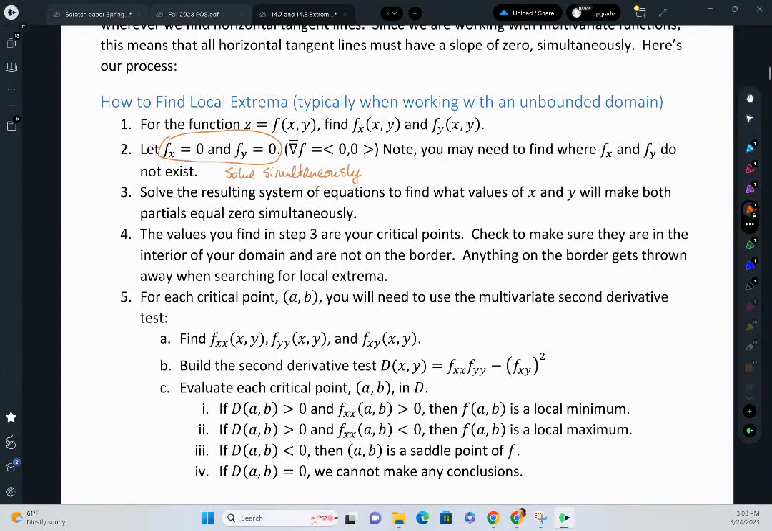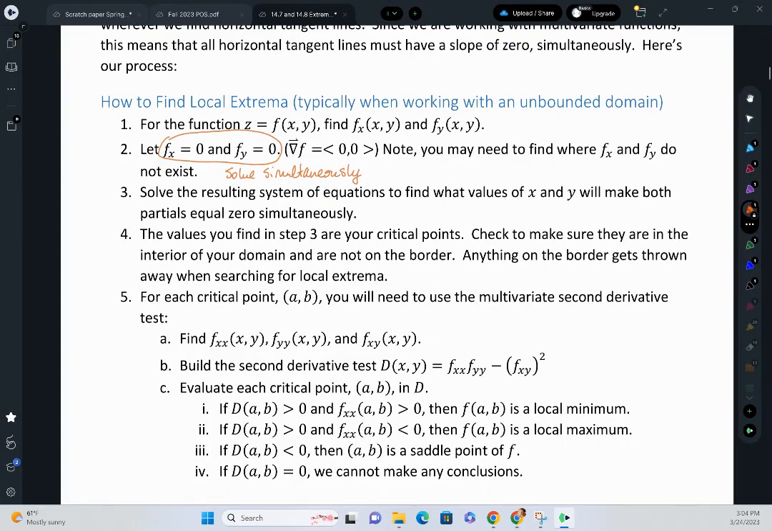You also have to find an x value, and the x and y values together must make both first partials equal 0. We can also look to find where the first partial derivatives do not exist simultaneously. I talked about that in step 3, solving the resulting system to find what values of x and y will make both partial derivatives equal 0 simultaneously. Once we do that, we will have our critical points.